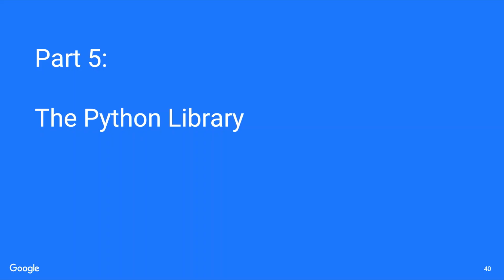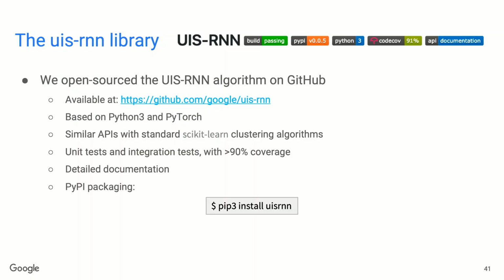Okay, now let's spend some time to look at the Python library. We have open sourced this UIS-RNN library on GitHub. It's based on Python 3 and PyTorch. We designed a similar API to the standard scikit-learn library. We have a test coverage of more than 90% of the code and enabled continuous integration. We have provided detailed documentation and made the library available as a PyPI package.